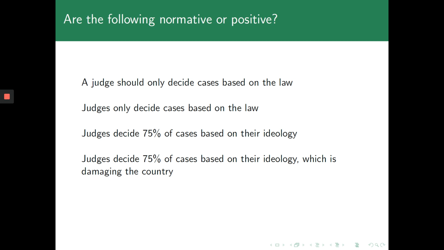Judges decide 75% of cases based on their ideology, which is damaging the country. So you can take a positive statement and append a normative statement to it, and then altogether it becomes a normative statement. Another one is judges are nothing more than partisans in robes. Well, that one's a little tough. It could be either. If you said this with a nasty look on your face and we're making a value judgment, then it's a normative statement. But if you're arguing that judges tend to vote with the ideology of the president who appointed them, well, then it could be closer to a positive statement.